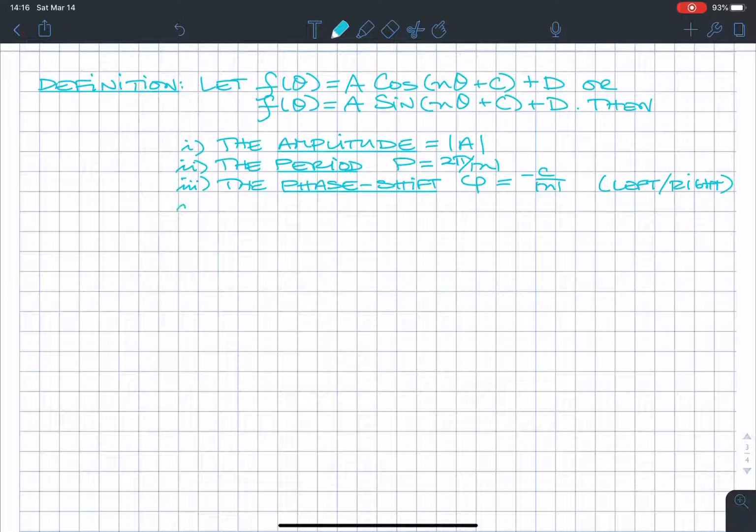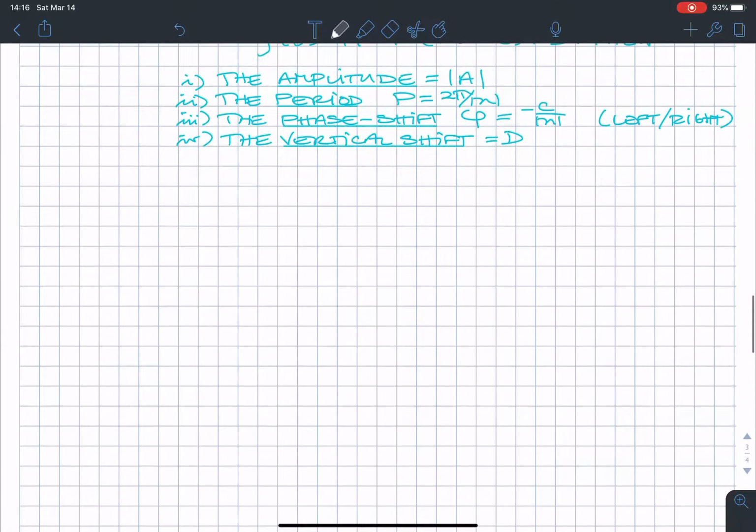And last but not least, the vertical transformation, or the vertical shift. It's just going to be d, simply. So basically, we're combining everything together, horizontal and vertical shifts. So let's do this. Let's plot a couple of these. So for example, let's plot the graphs of the following functions. So plot the graphs of the following functions.